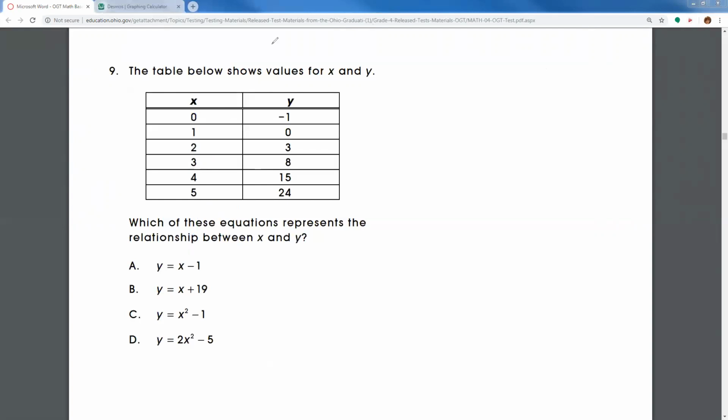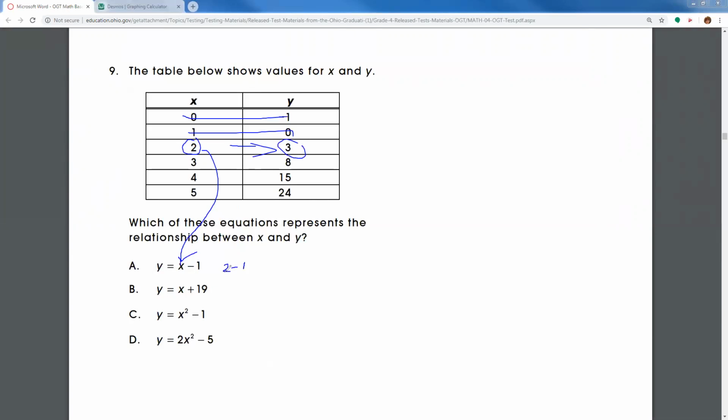Now, 0 and 1 are usually bad ones to pick. If there are any other options, I'd pick the other options. Sometimes the 0 and 1 will work, but I'm going to pick the 2 just to be a little safer. So when I plug 2 in here, I should get 3. That's the answer we want. If I plug in 2 for X, this becomes 2 minus 1.